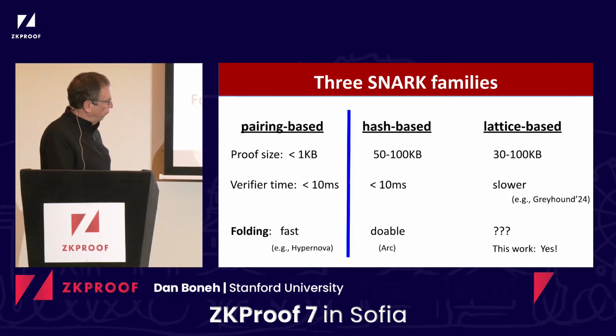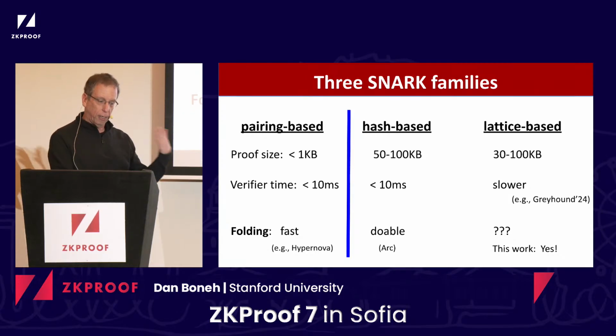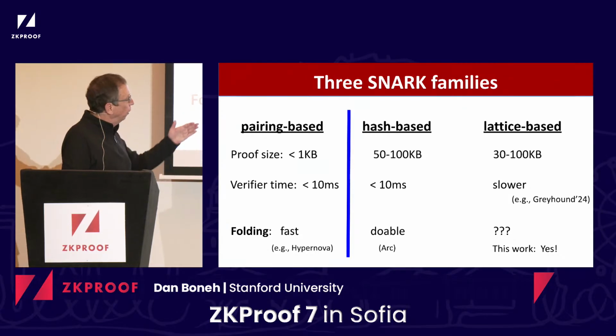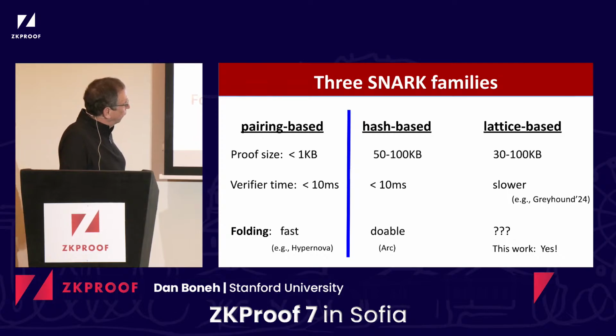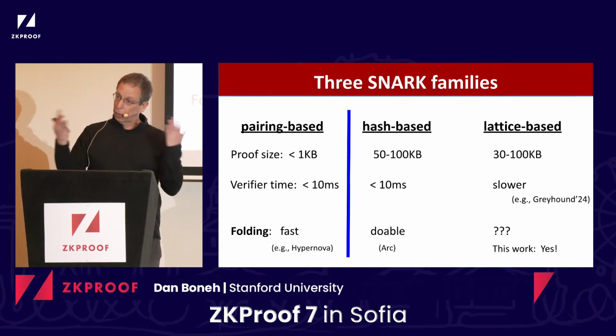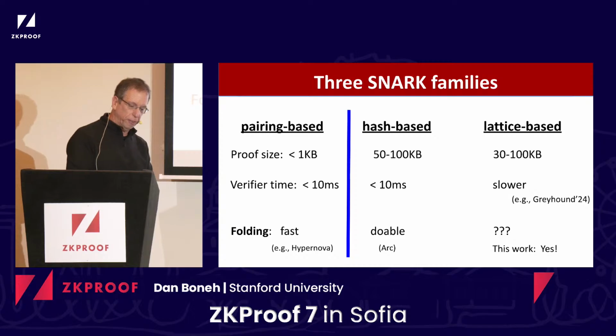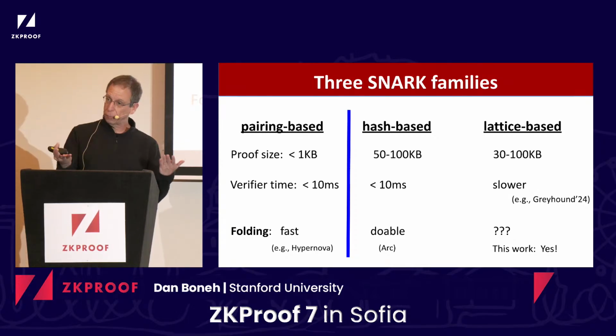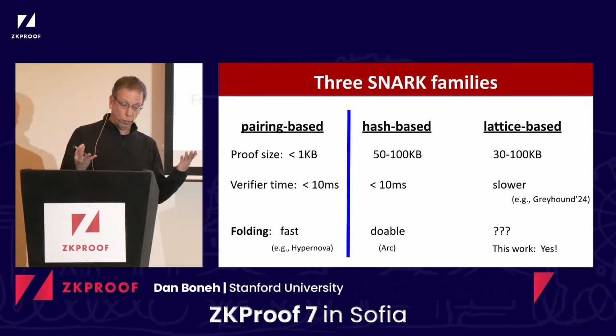For hash-based SNARKs, this is harder. There's a system called ARC, a relatively recent system that shows how to do folding for hash-based SNARKs. It's a bit more complicated than for pairing-based SNARKs, but it can be done. And the question we wanted to explore is basically how do we do folding for lattice-based systems? So the question was, is it at all possible? Is it efficient? Does it work well?